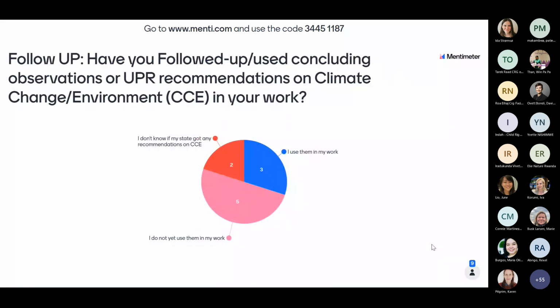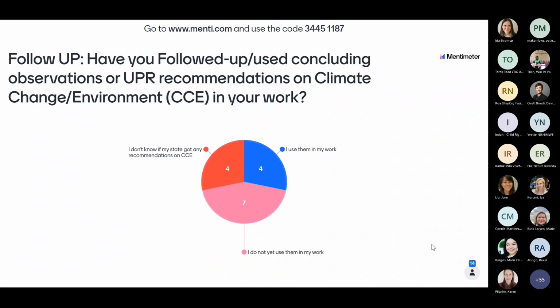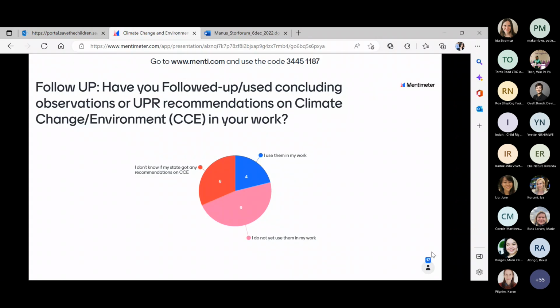You can continue filling in. We can check the results later on, just so that we save some time, because I see already time is running too fast. So on the question on follow-up to recommendations, two of you have said that I don't know if my state got any recommendations. And some of you said I use them in my work, or I do not use them in my work. You can have multiple choice answers, just so you know. You can say, for example, I don't use them and I don't know if my state got any, for example. But that's great. Please continue filling in even after, and thank you so much.